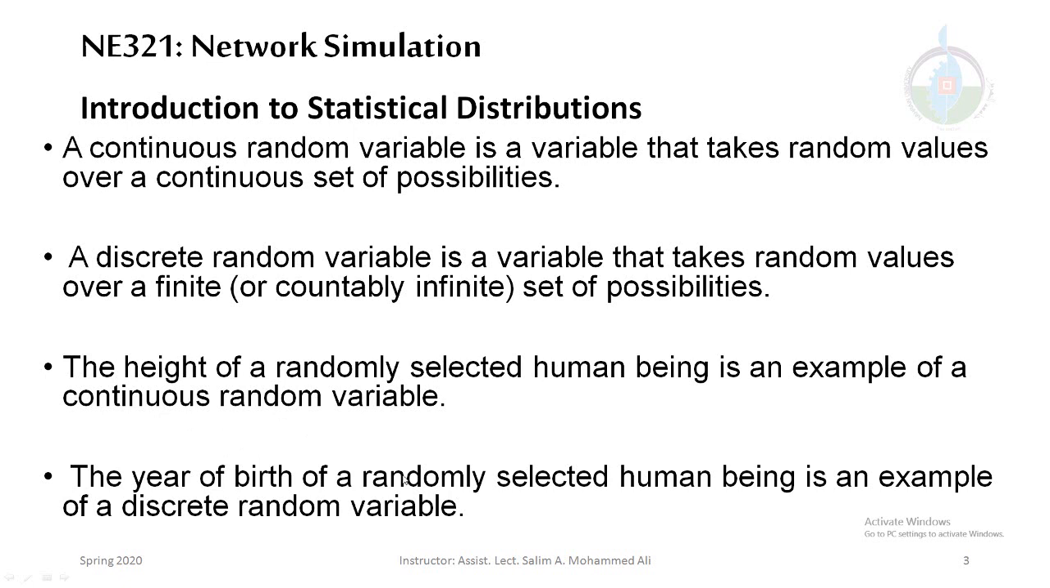The year of birth of a randomly selected human being is an example of a discrete random variable, because we all know the birth year or birthday is a fixed number, so these are discrete. It's obvious. We already discussed the difference between a continuous random variable and a discrete random variable before.